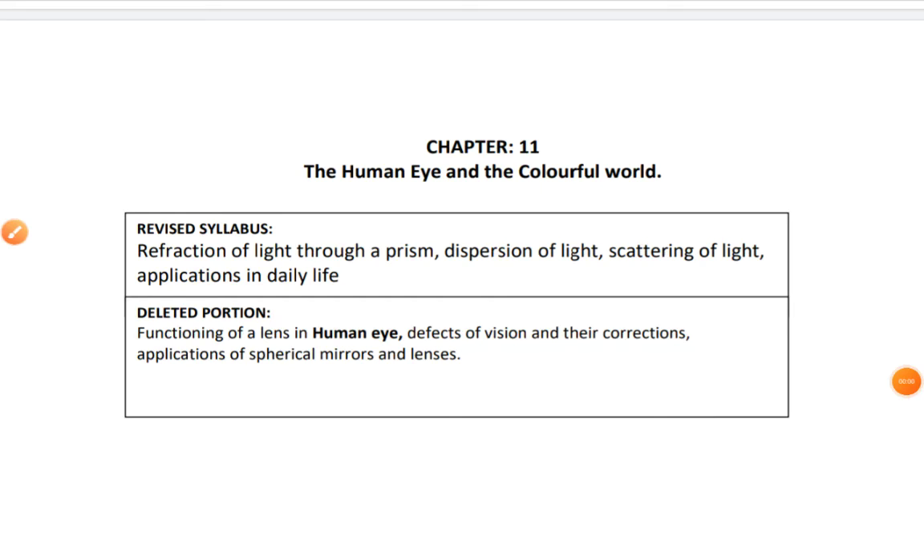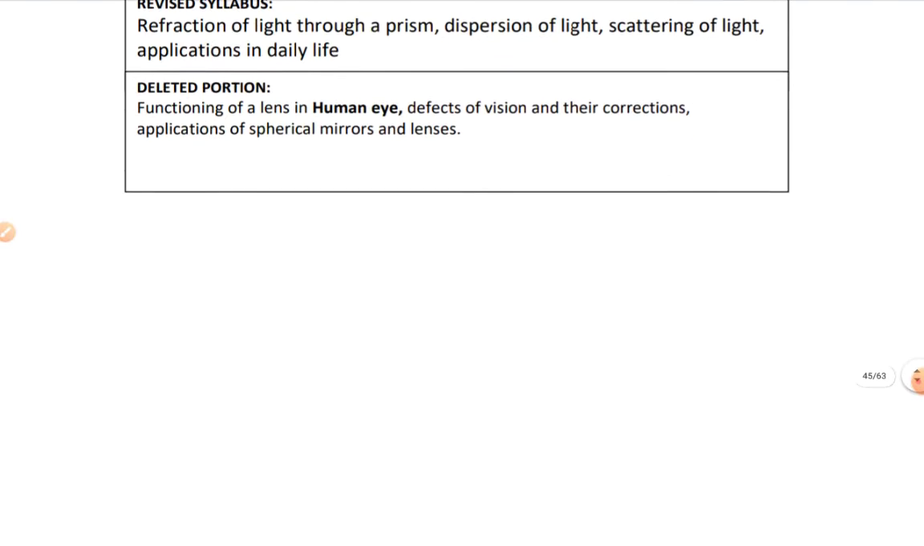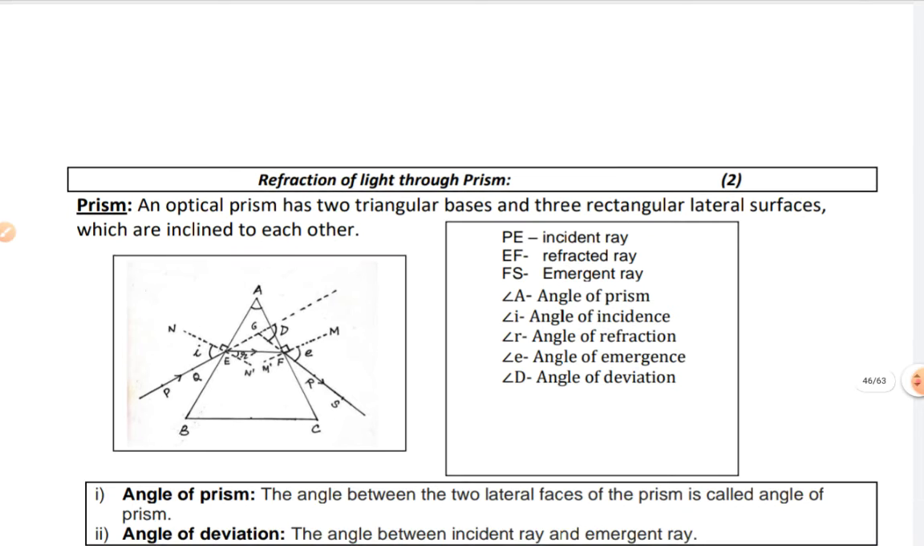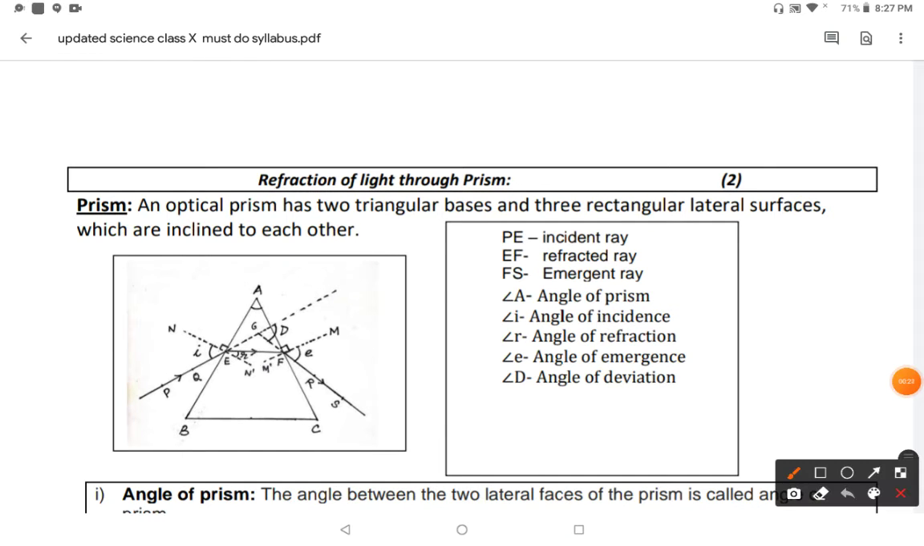Let's do important topics of chapter 11. The name of the chapter is The Human Eye and the Colorful World. In this video we will discuss only refraction of light through the prism, dispersion of light, scattering of light and their applications in daily life. So let's start. First of all, refraction of light through a glass prism.